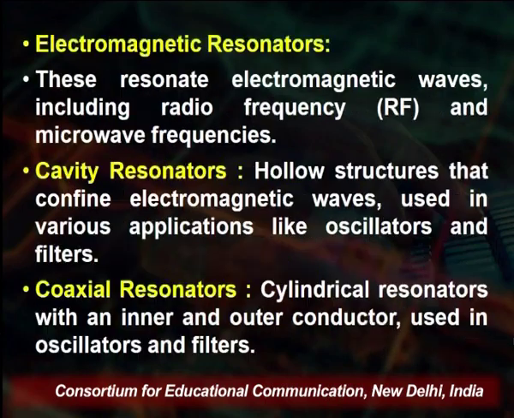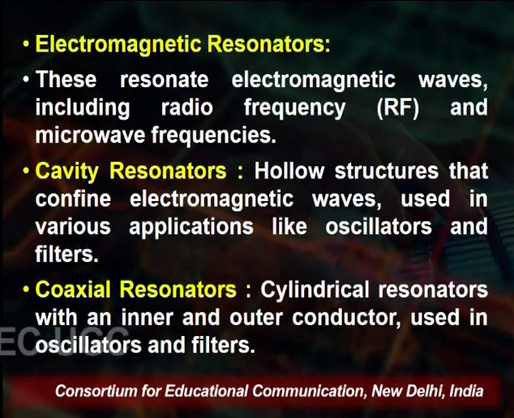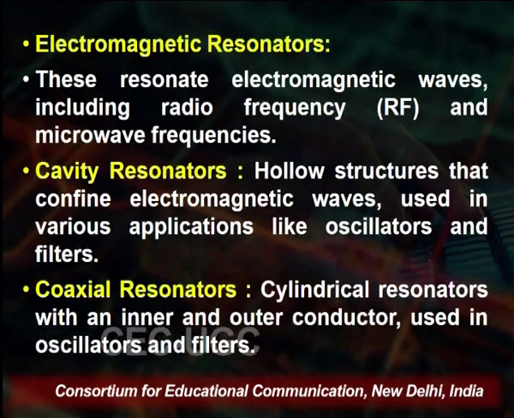Whenever we require acoustics through a fluid, or in other musical forms, we use these types of resonator. Another type is the electromagnetic resonator. This is the electronic or electrical resonator, and it resonates electromagnetic waves including radio frequency and microwave frequency. There are many types of electromagnetic resonator. First is the cavity resonator. It is a hollow structure that can confine electromagnetic waves, and is used in various applications like oscillators and filters.